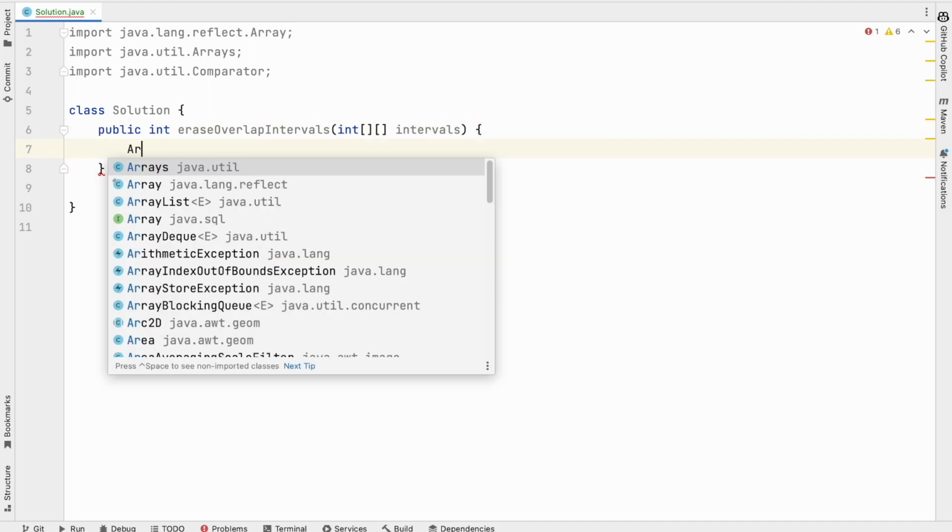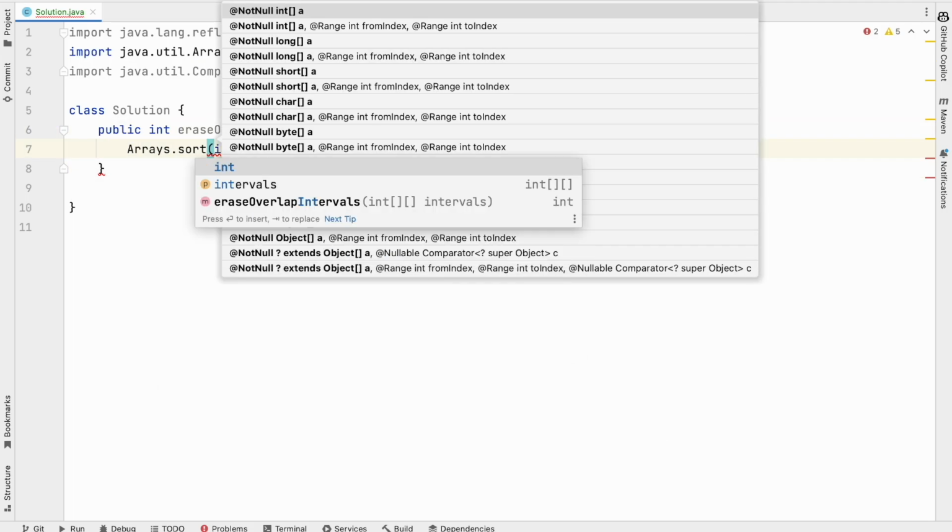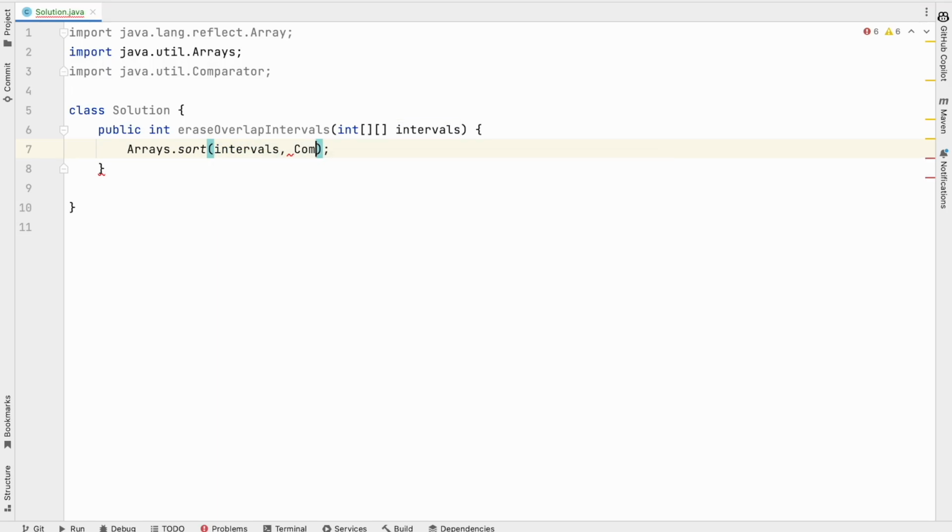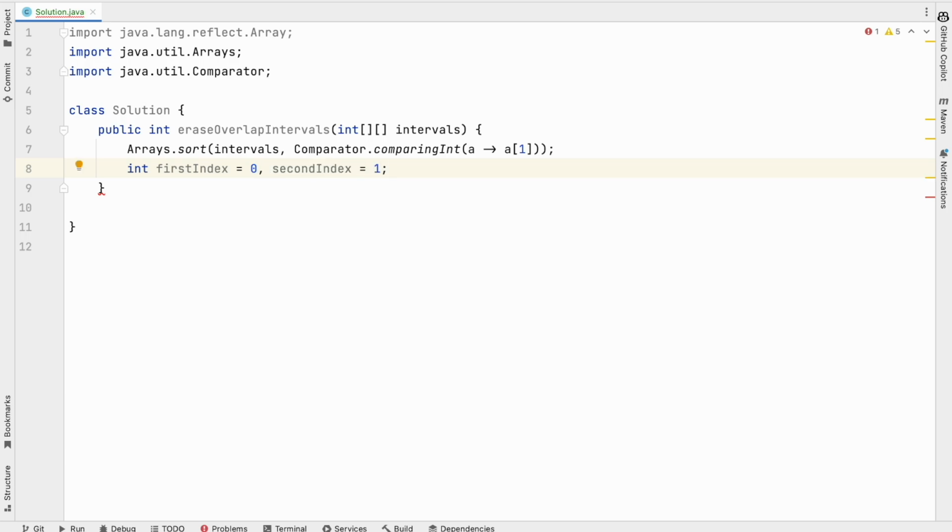Okay, let's code. Let's first sort the intervals by their ends. Then we're going to define two variables called first index and second index. They represent the indices of the intervals we're comparing. We need to check if the two intervals are overlapping. So the initial values of the two variables are 0 and 1 respectively, which represent the first and the second interval. And we also need to define the return value which is going to be returned in the end.